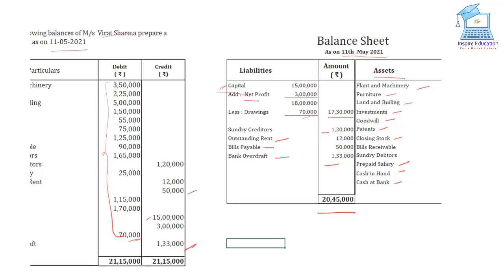So, please mute. Sir, prepaid salary is also an asset. Actually, in the chat section, someone is asking. There is too much noise. I'm muting.